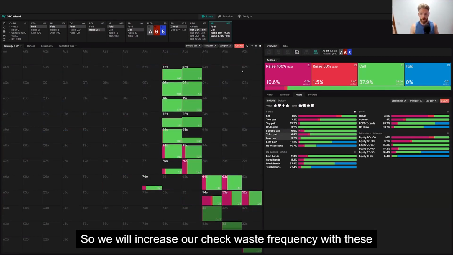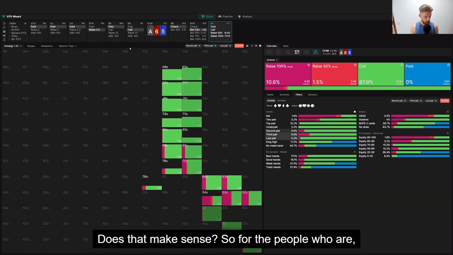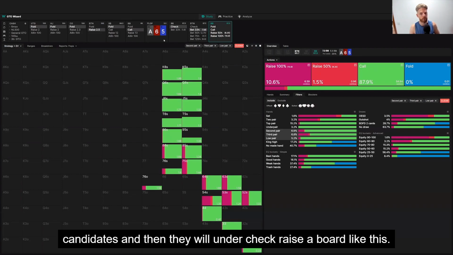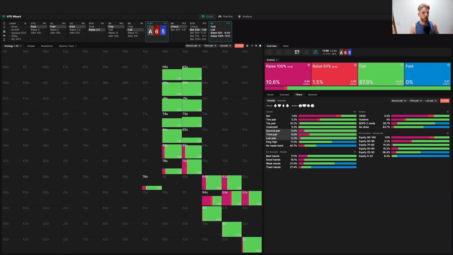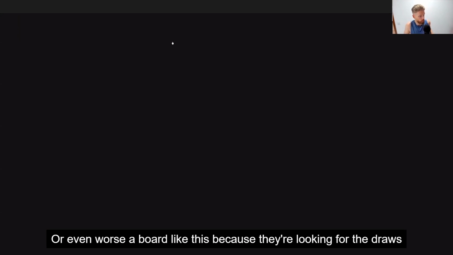So we will increase our check raise frequency with these candidates. Okay. Does that make sense? A lot of people will over check raise the first board because there are too many candidates, and then they will under check raise a board like this, or even worse, a board like this, because they're looking for the draws.